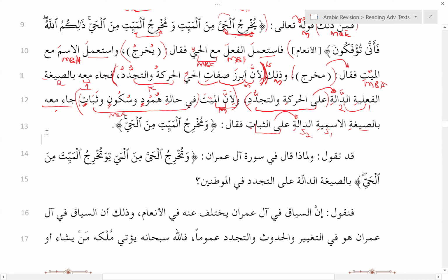Why? Because it is ma'atuf ala sukun, and it's also ma'atuf ala halatin, and halatin is related to this mayyit. So it will not be like one whole bunch, which is mawsuf to this one. Okay, so the state. Okay, so you're looking at the whole state as the موصوف. Okay, let's see if that is possible. لأن الميت في حالة همود وسكون وثبات.